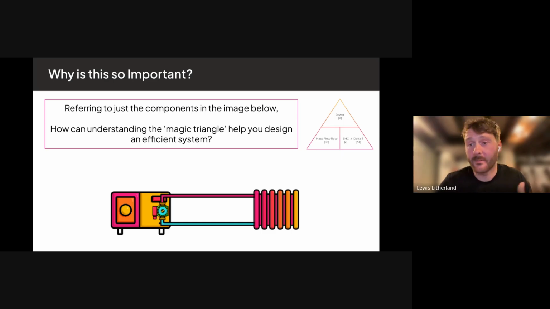So flow rate is vitally important for sizing your pump. But all these things can obviously interact with each other. Is there anything else we could use this triangle for? What else could we possibly size? What could we select based on this picture? Pipe sizes. Pipe size, nice.